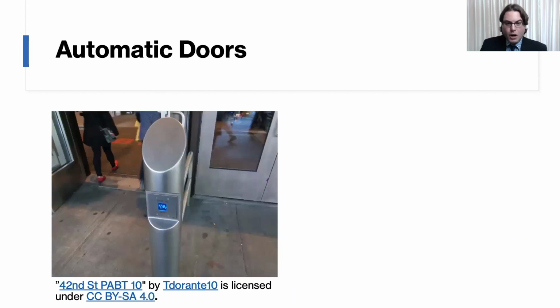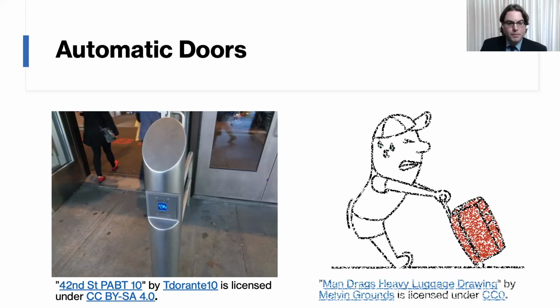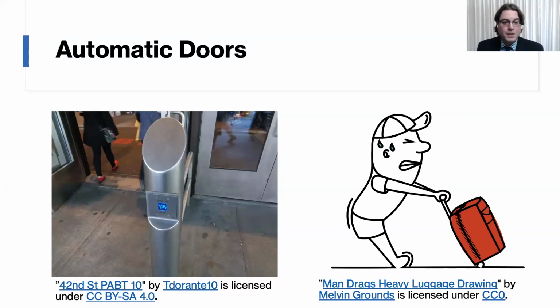So another example is automatic doors. In the first image, we see an accessible entrance that opens when someone waves their hand in front of a sensor. Automatic doors provide an accessible entrance for someone who uses a wheelchair, but it also benefits other people. For example, if you have to carry heavy luggage into the airport, it's a lot easier if the doors automatically open for you.